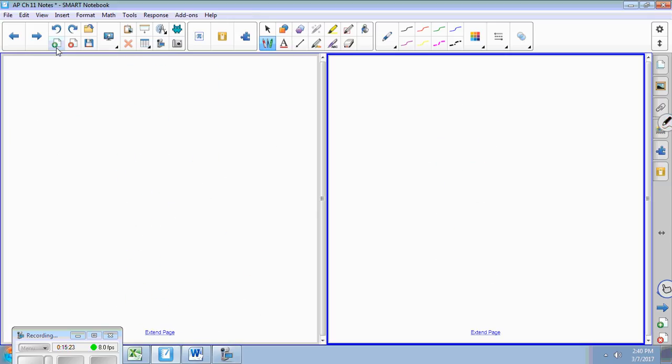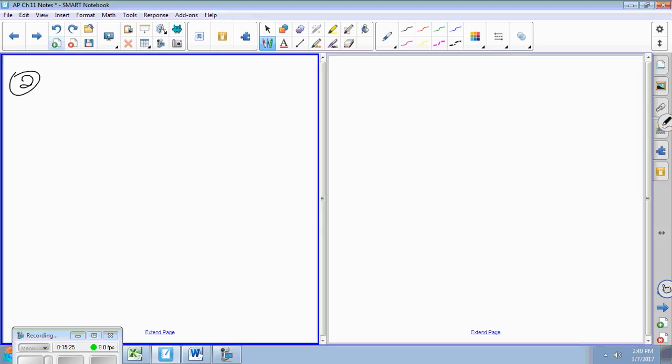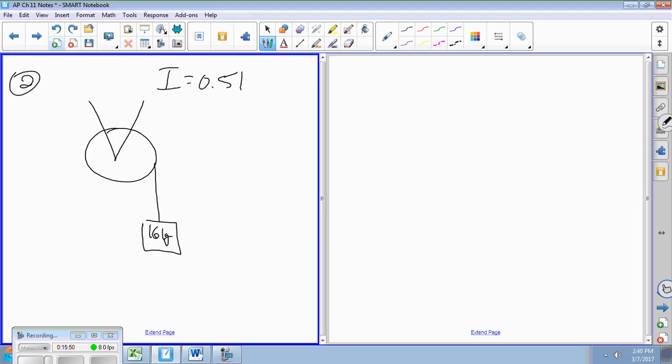Okay, so here we go. Number 2. Here's the deal with number 2. We've got this pulley system with a 16 kilogram block hanging from it. Here's what I know. I know the rotational inertia of the flywheel, that's this thing, is 0.5 kilogram meters squared. I know that the mass of the block is 16 kilograms. I know the diameter of the wheel, which is unnecessary, so I'm just going to chop that in half, and the radius is 0.2 meters, right?